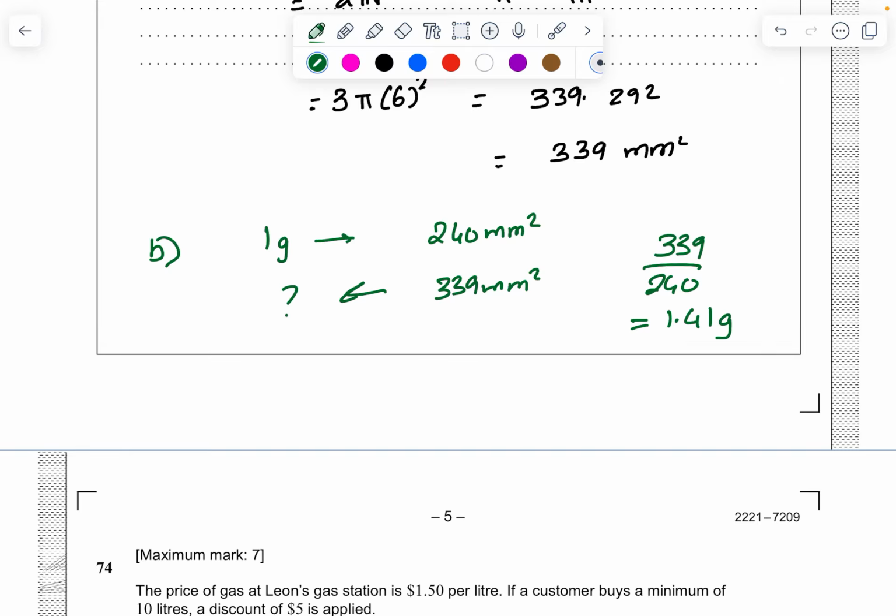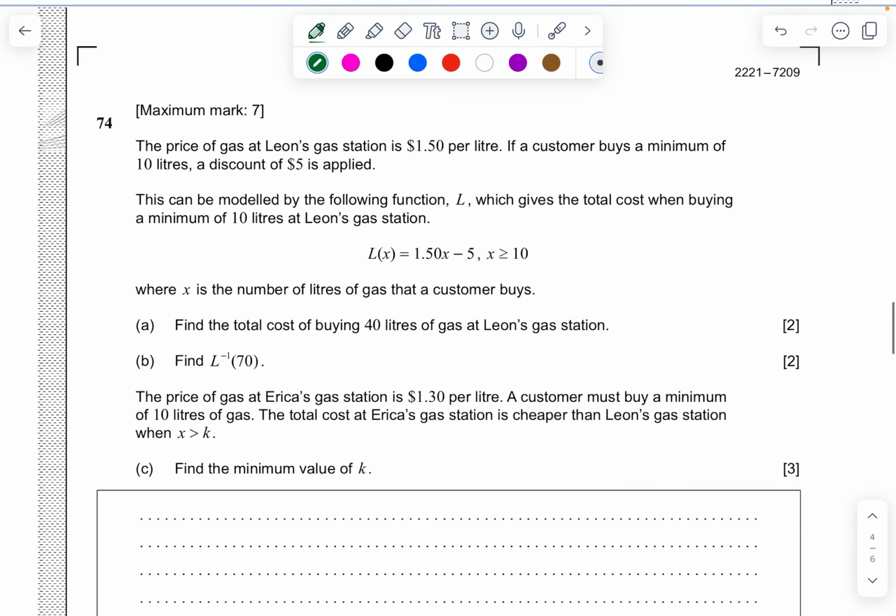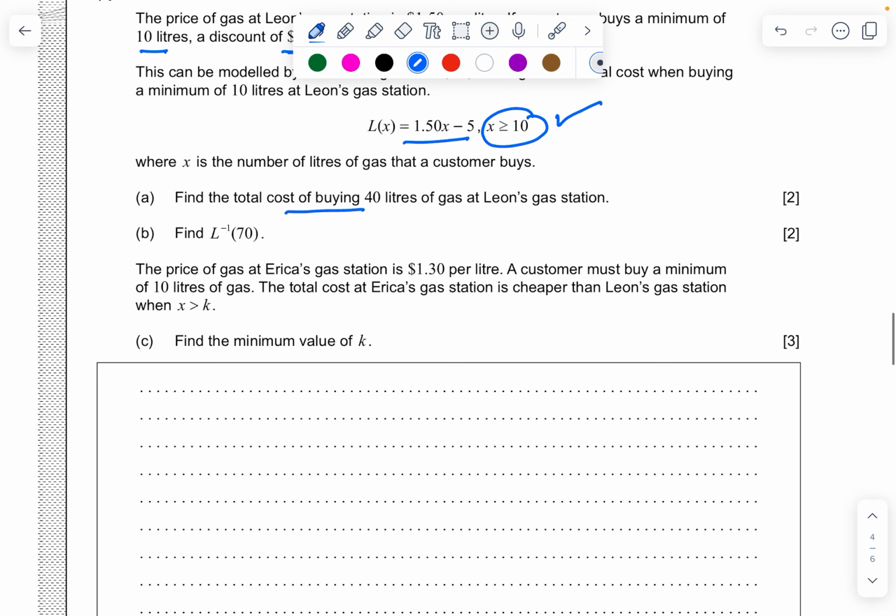Next, question number 74. The price at Leon's gas station is $1.5 per liter. If a customer buys a minimum of 10 liters, a discount of 5 is applied. And this is the formula for x greater than or equal to 10. Find the total cost of buying 40 liters. So L of 40 is going to be 1.50 times 40 minus 5. Use the calculator, you should be able to get $55.